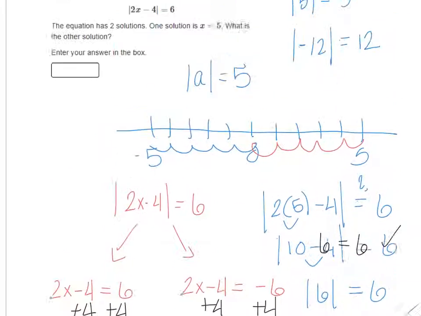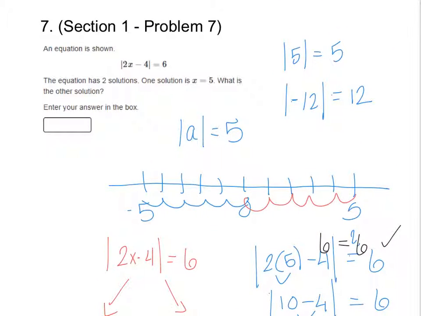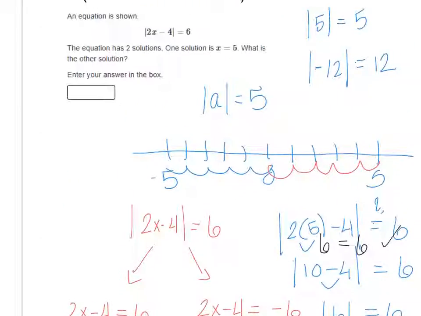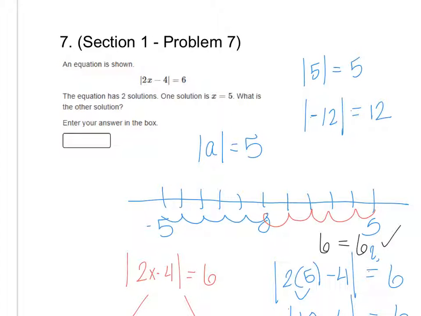So if I go back up, the question says the equation absolute value of 2x minus 4 equals 6 has two solutions. One solution is x equals 5, which I found. What is the other solution? Enter your answer in the box. So our other solution was negative 1. So on your test, you would enter in the box a negative 1.